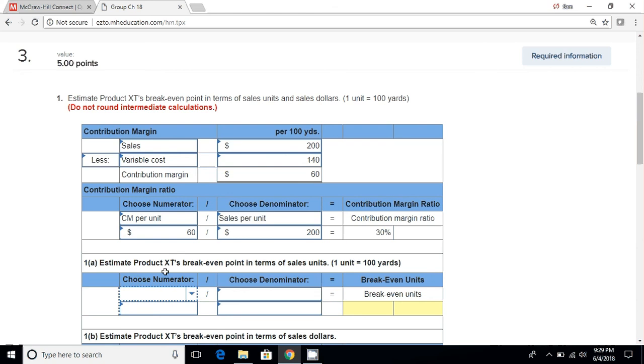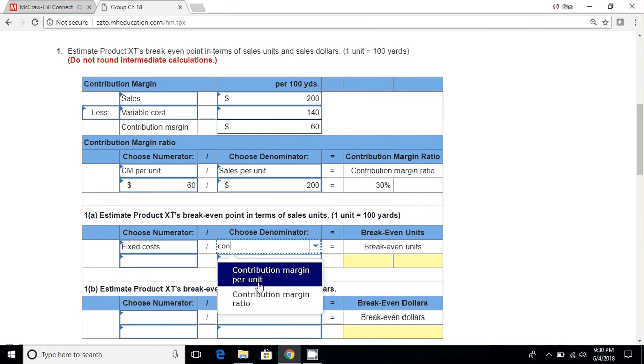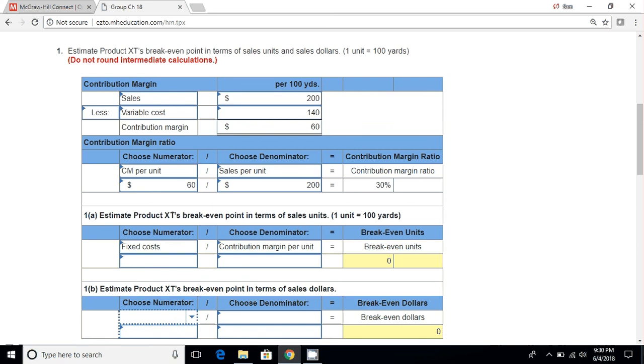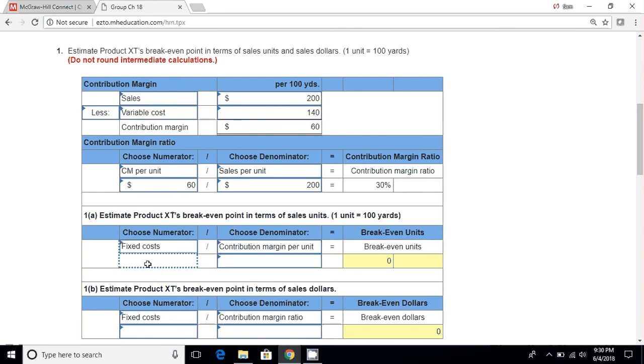So now it says they want us to estimate product XT's break-even point in terms of sales units. And then you'll see down here that they want us to do it in sales dollars. It's really the same formula with one small difference. When we want to do sales units, we're going to take fixed cost and divide it by the contribution margin per unit. When we want to do it in terms of sales dollars, we take fixed cost and divide it by the contribution margin ratio.